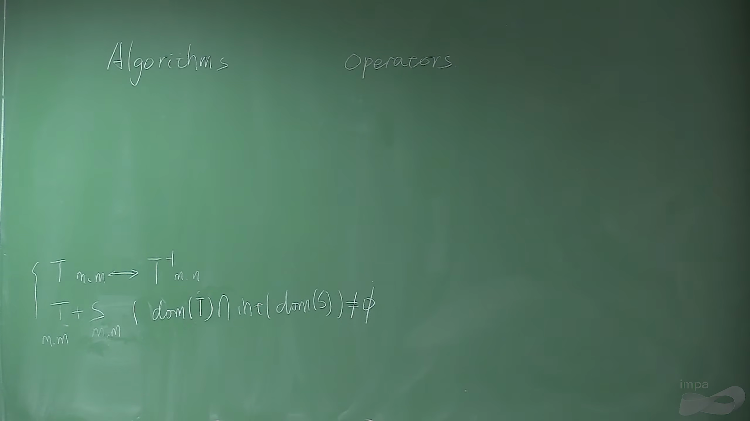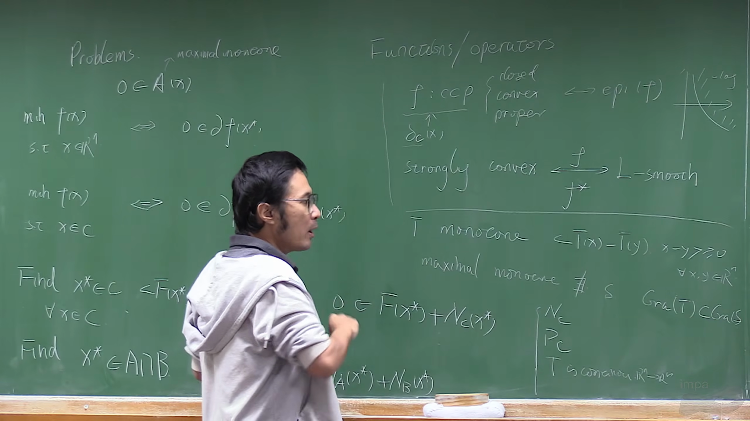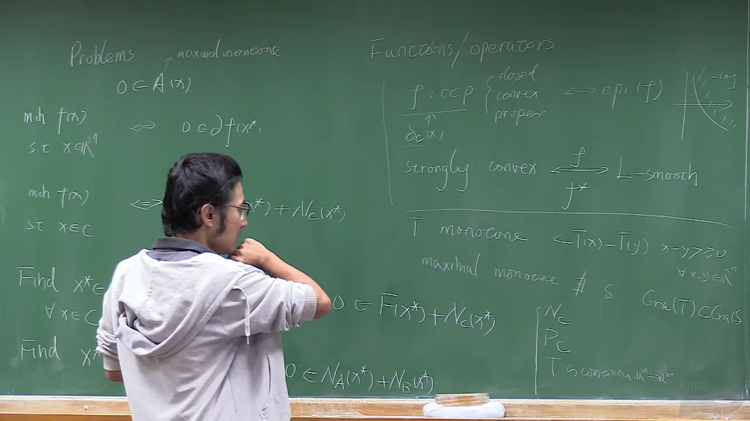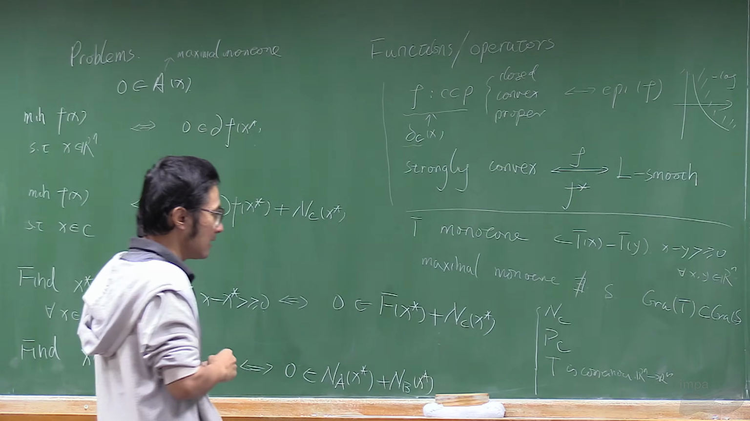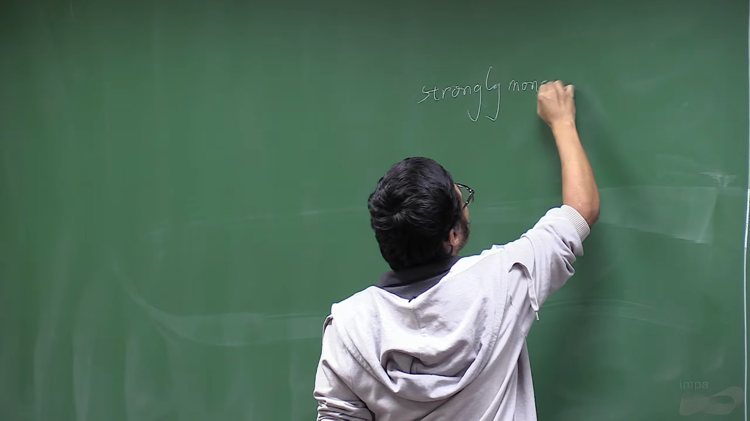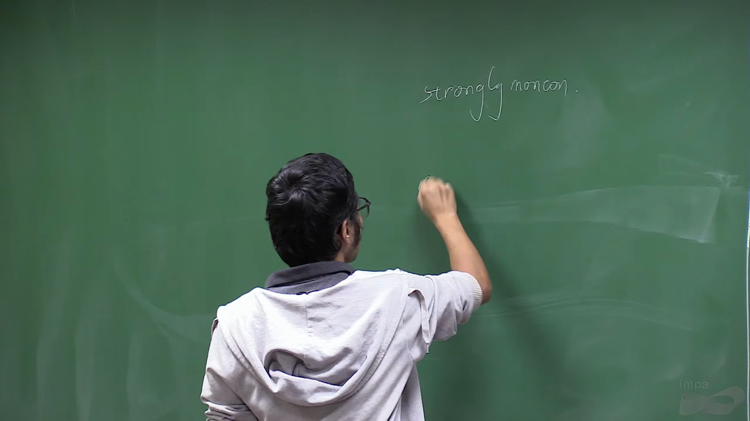Okay, and after we have discussed monotone and maximal monotone, we have some further properties about monotonicity. One is called strongly monotone, and another is called coercive.